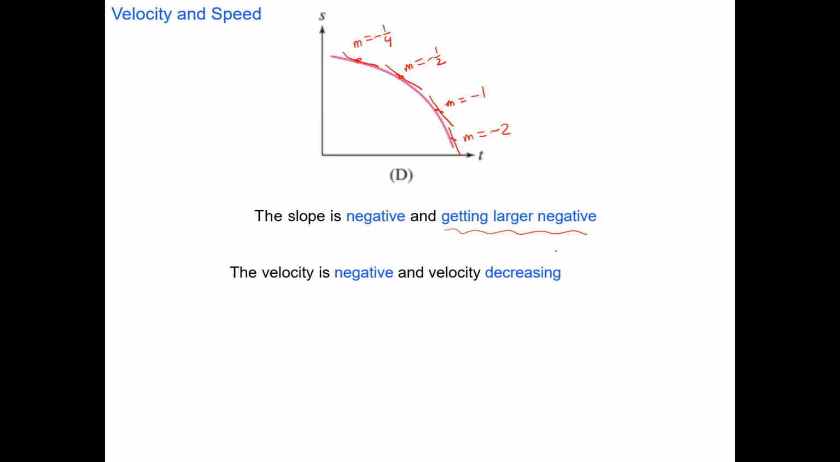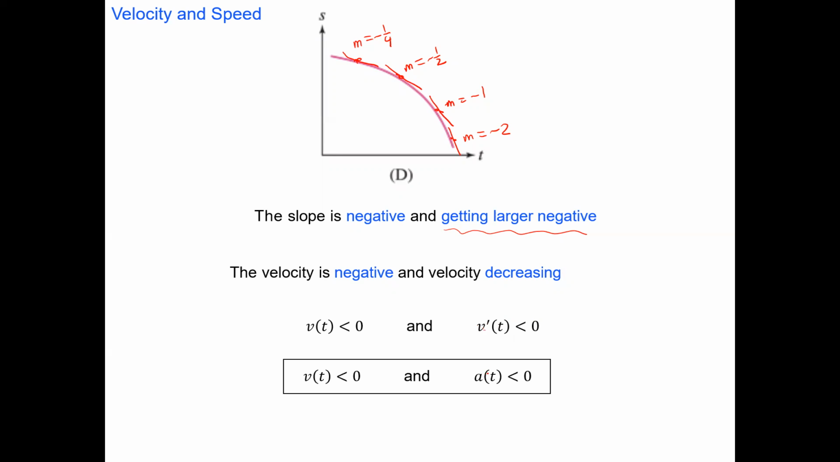They are getting larger, but decreasing. But since they're getting larger, the speed is increasing. This is the situation for speeding up. Let's finish this. Velocity negative, velocity decreasing, derivative of the velocity is negative.